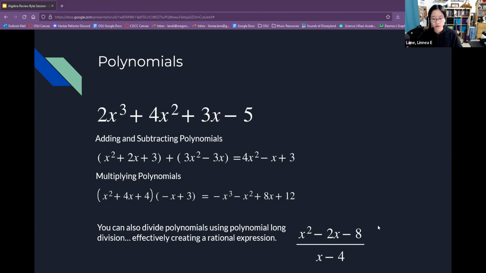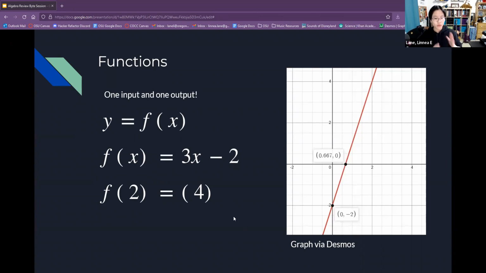But if you don't have to do the long division, this is actually called a rational expression. It's not a polynomial if you have an x in the denominator, you create a rational expression. So this is no longer a polynomial, even though it is composed of two polynomials. And yeah, that's basically it. Then we move on to functions. This is once again really quick because there's a lot to cover.